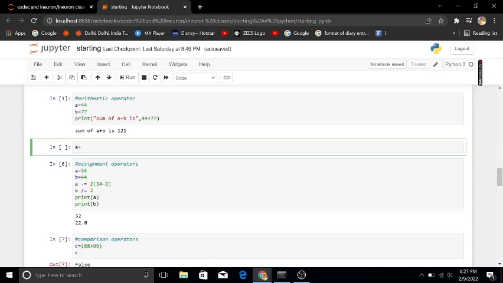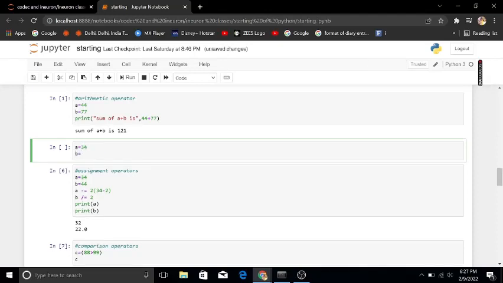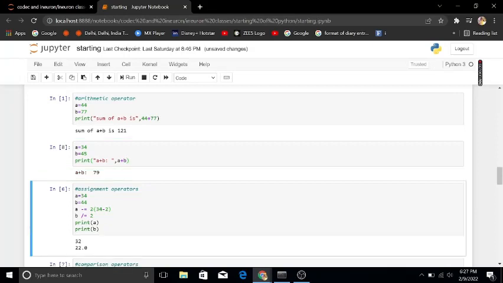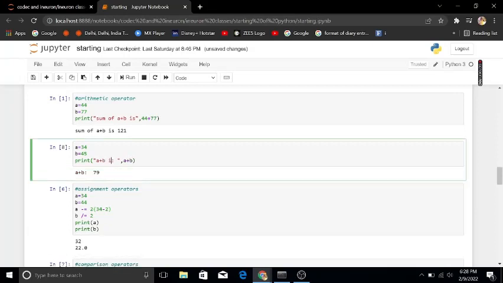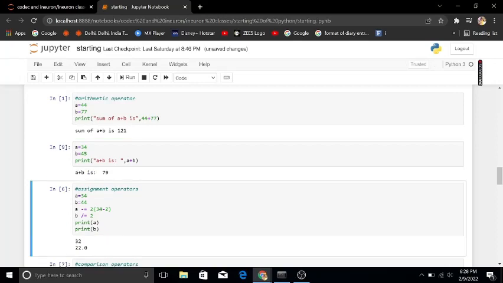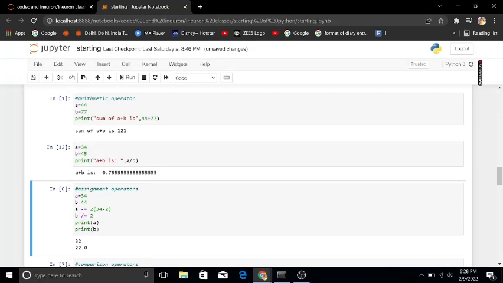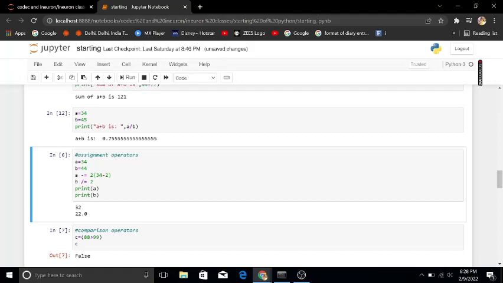So in this, let's say A equals 34 and B equals 45, right? So in this, I want the sum of A plus B. So what will I write here? A plus B, I'm getting 79. If I want A minus B, I am getting minus 11. A multiplied by B, I am getting 1530. A divided by B, 0.7555.